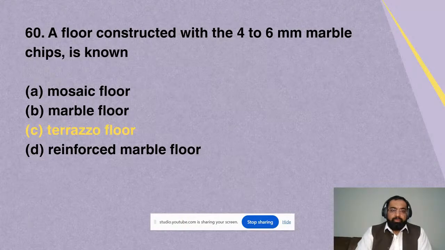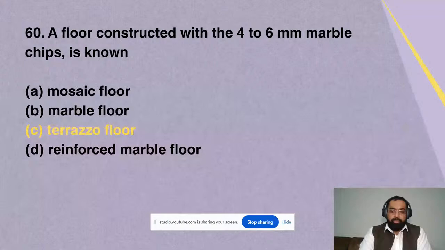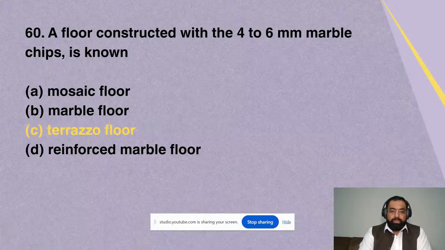Question 60. A floor constructed with 4 to 6 mm marble chips is known as: Option A is mosaic, B is marble, C is terrazzo, D is reinforced marble floor. So 4 to 6 mm thick marble chips are used in terrazzo floors.